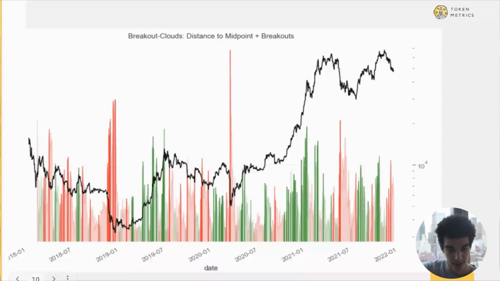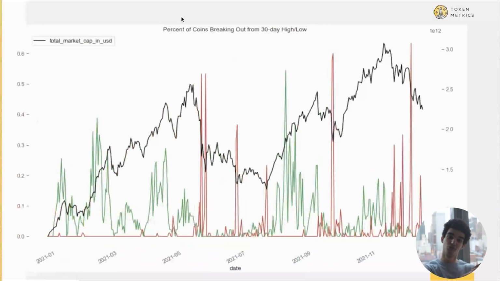So moving off from individual coins to the entire market as a whole. Here I also plotted the total crypto market cap. And here I'm looking at the percent of coins of the top 100 that are breaking out either above resistance in green or below support. So here is the percent on the left side. At this point in time, I'm saying that 40% of the top 100 coins are currently at this date breaking above their resistance, which signifies a bullish trend.